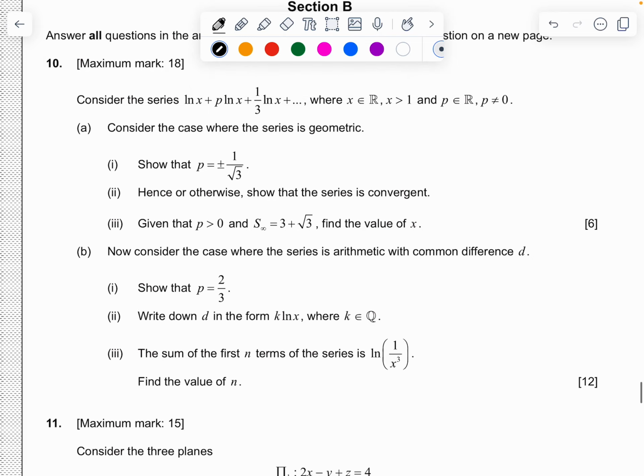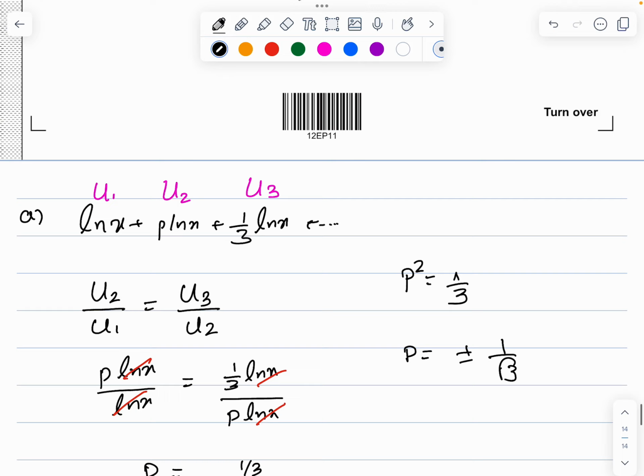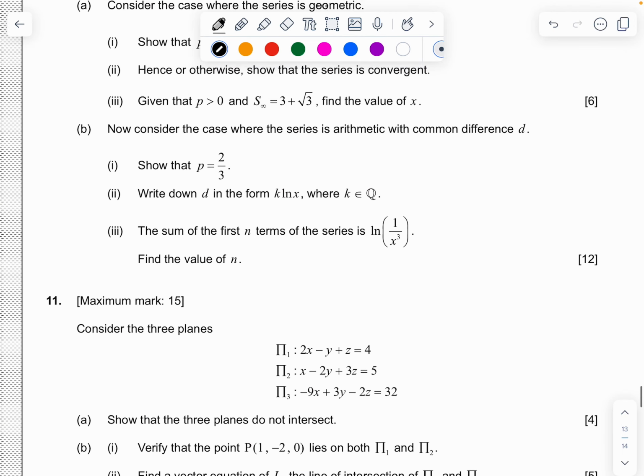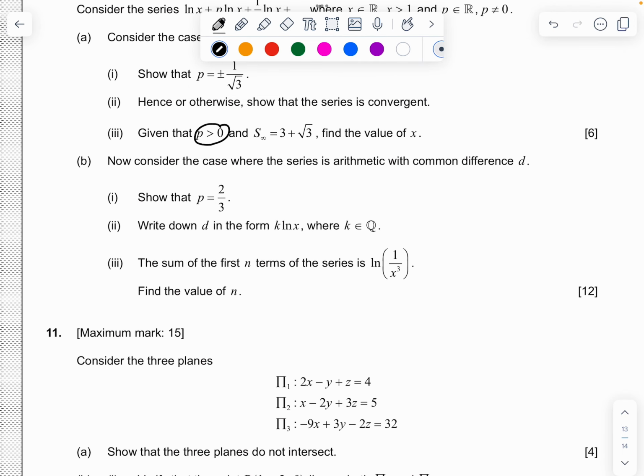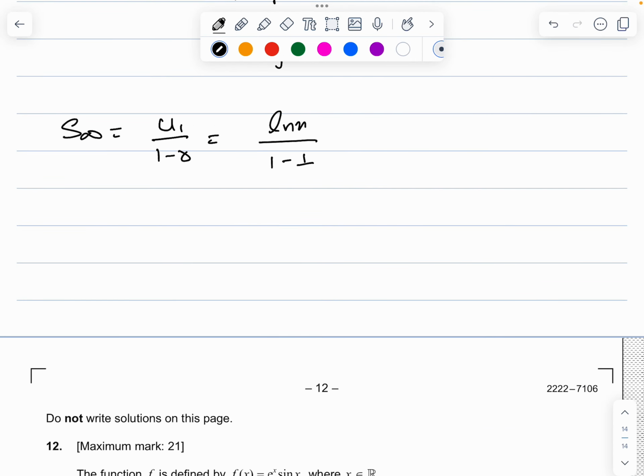Next, given that p is greater than 0, show that S infinity equals 3 upon root 3. So S infinity is u1 upon 1 minus r. u1 is ln x, upon 1 minus r. Now he has told that p is greater than 0. So, out of plus or minus 1 upon root 3, I take only positive 1 upon root 3.